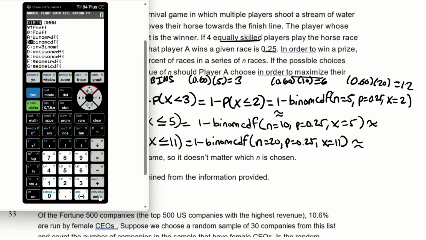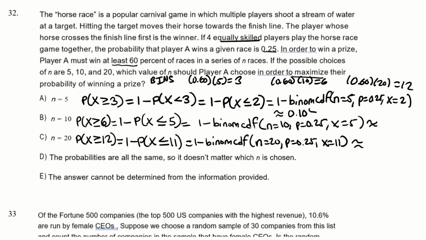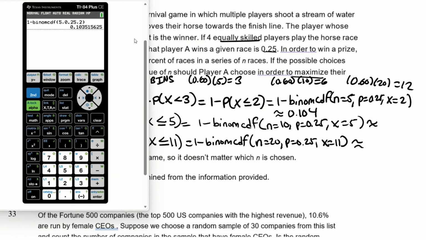And then it's 5 trials, 0.25, x value is 2. See what that is. So we get 0.104. Okay, 0.104. Let's write that down. Okay, so we got 0.104, and then what we're going to do is repeat this.